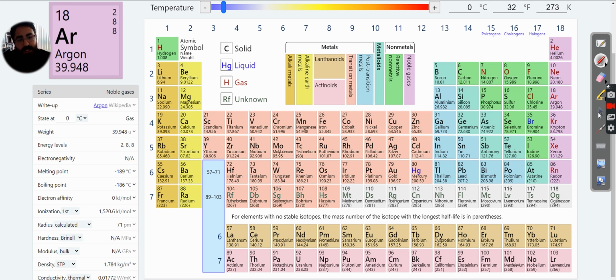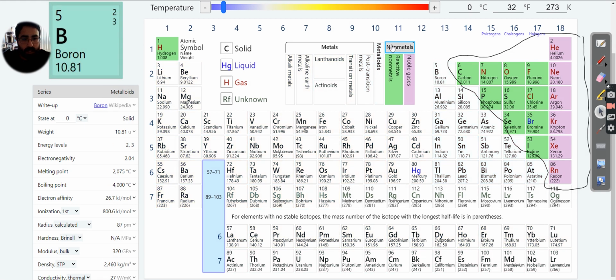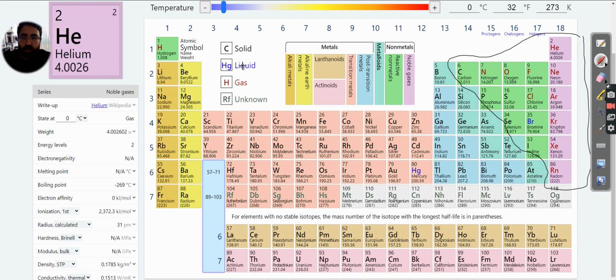Now the periodic table is separated into groups. Over on the right hand side right here, these are your non-metals. There's also hydrogen over here. We keep hydrogen over here because of some electrons and stuff, and you'll see soon. But the nonmetals are over here, and nonmetals like to gain electrons.